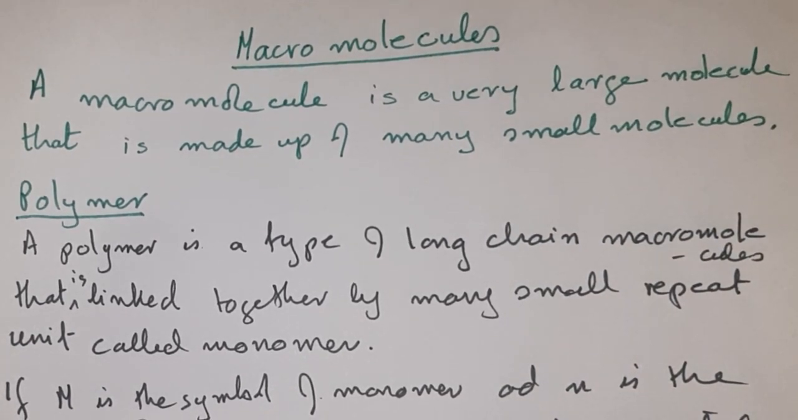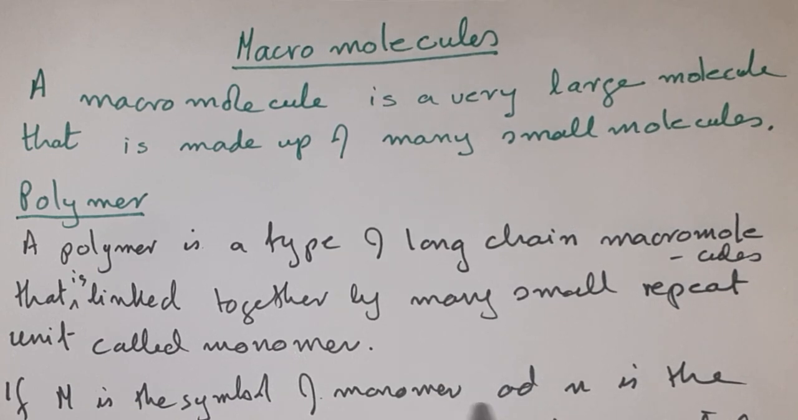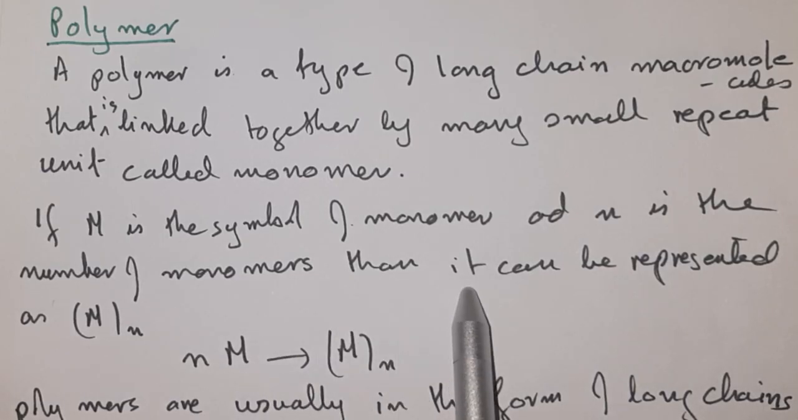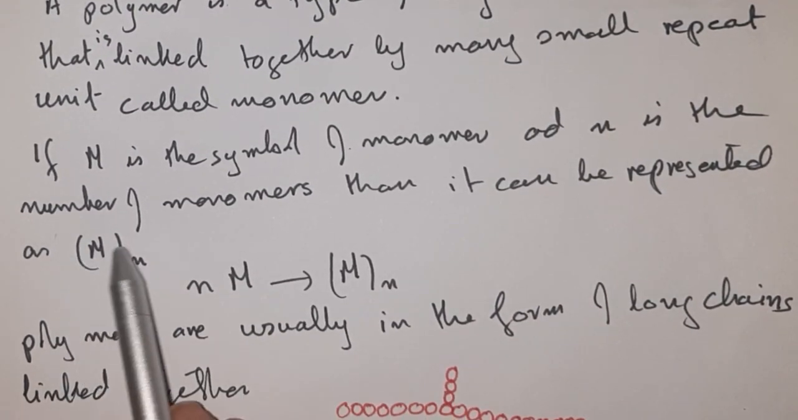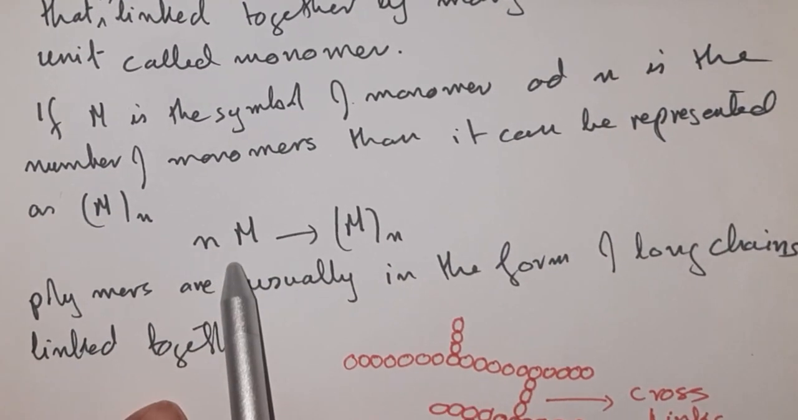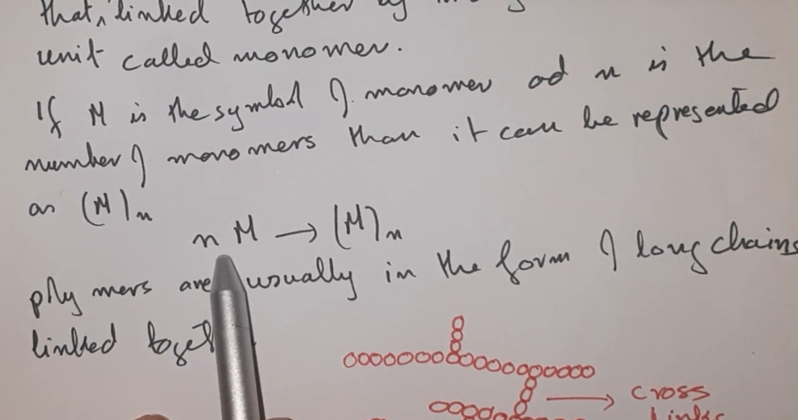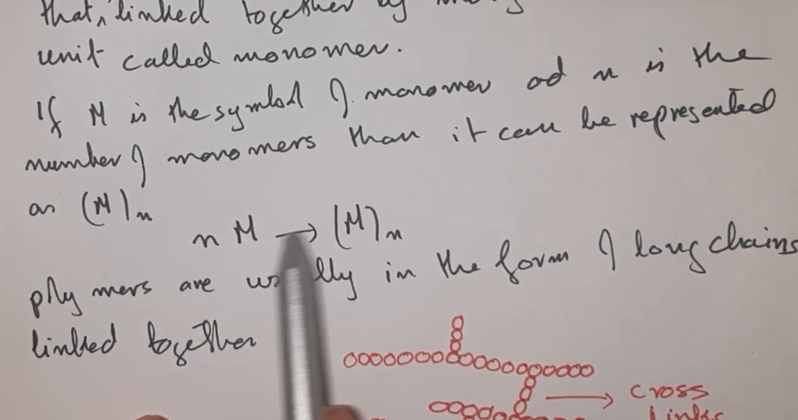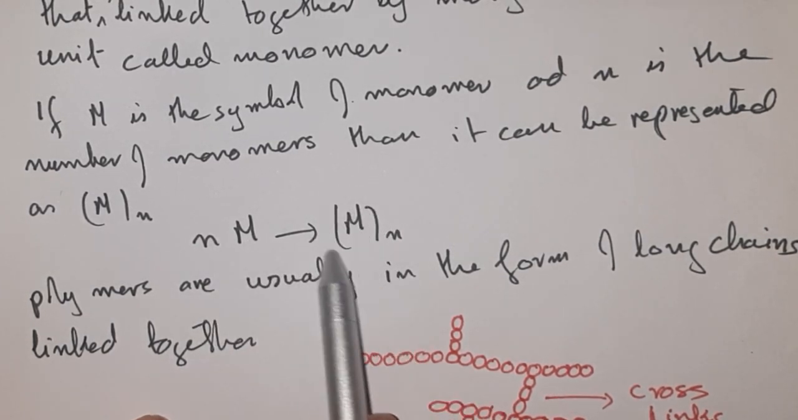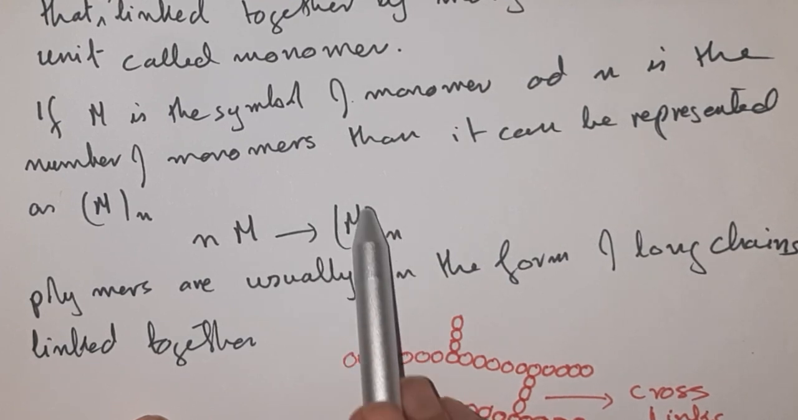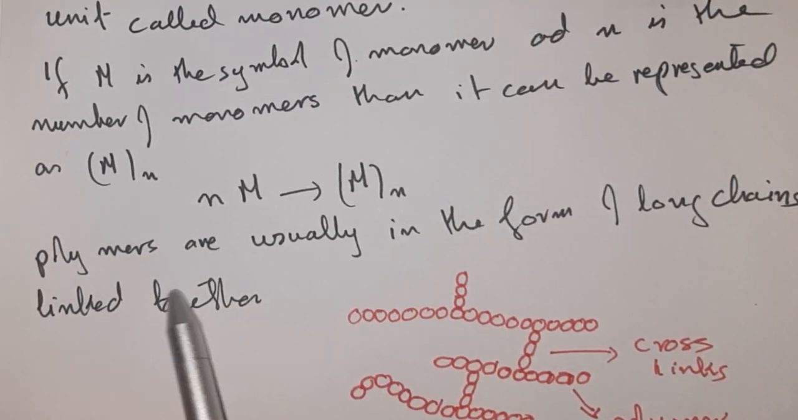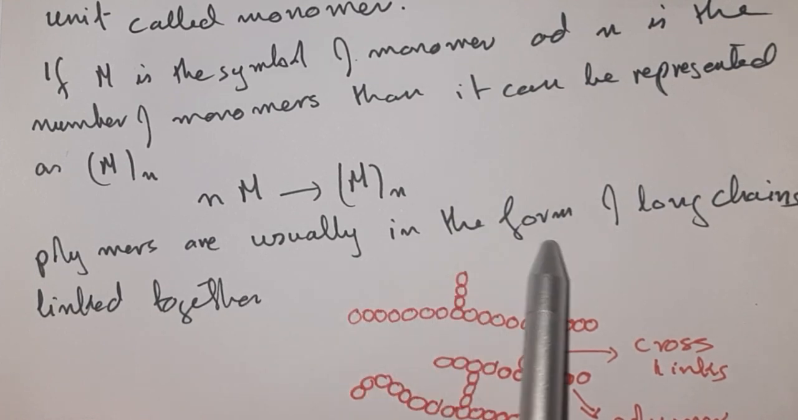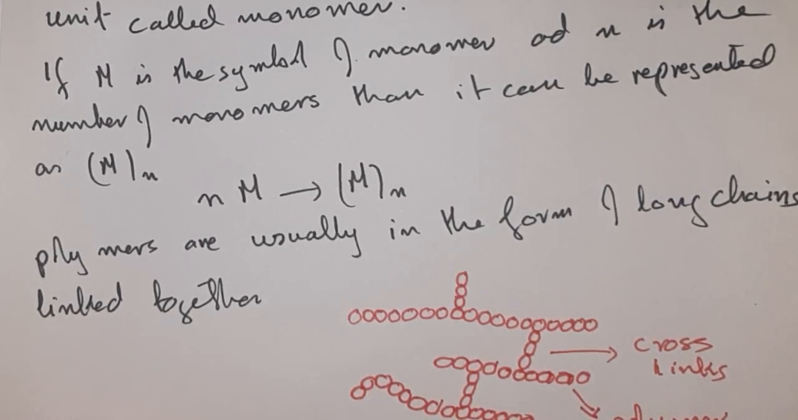If M is the symbol of monomer and N is the number of monomers, then it can be represented as nM, that is number of monomers, and when they are attached together in the form of a chain, we write it as M in brackets with N outside. Polymers are usually in the form of long chains linked together.